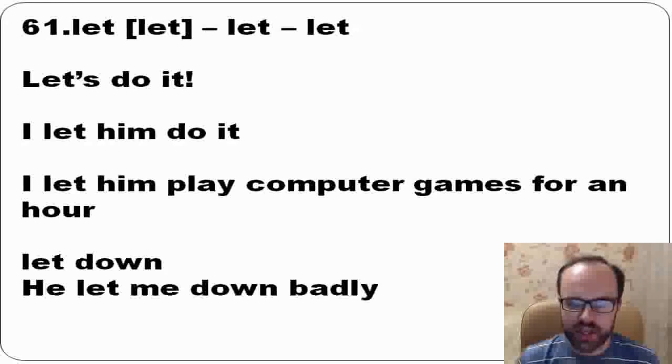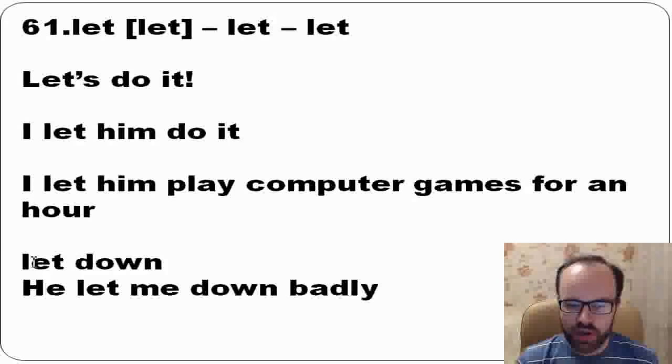Let. Let's do it. Let's go there, for example, and I let him do it. It means that I told him, okay, you can do it. I let him play computer games for an hour. I told him, it's okay, you can play computer games for an hour.